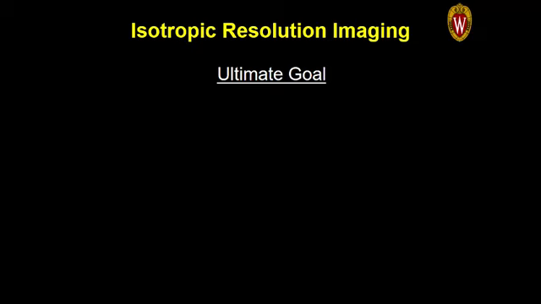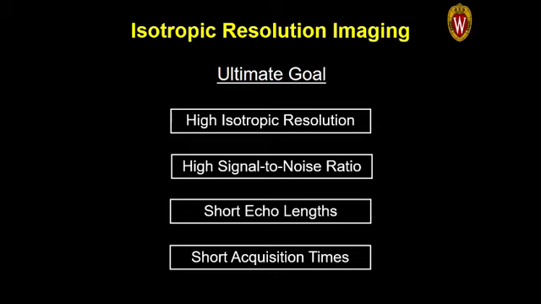Now, the ultimate goal of three-dimensional fast-spin echo imaging is to acquire images with high isotropic resolution and high signal-to-noise ratio while maintaining relatively short echo train lengths and short acquisition times. Even using state-of-the-art 3T scanners, it is very difficult to achieve this ultimate goal in clinically feasible scan times.